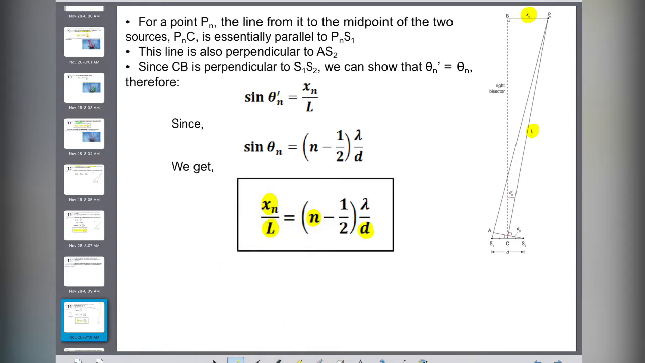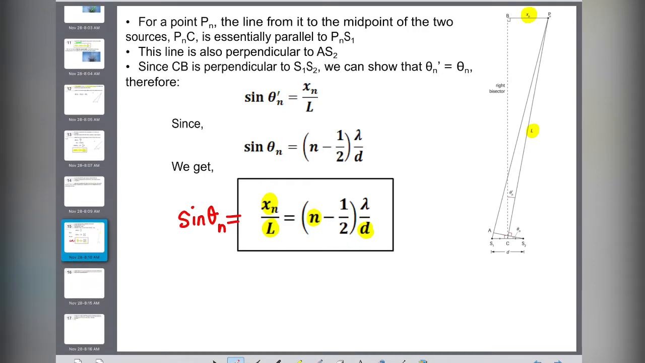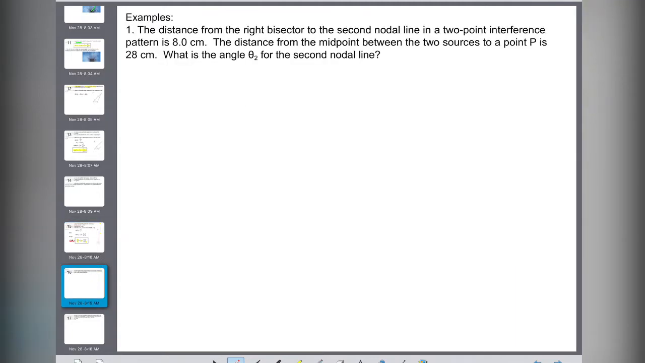Okay, so let's put all the equations together. Basically this is just the extension of the previous equation, which also equals sine theta n. n is whichever nodal line we're on, starting from the middle closest, that's n1, and move on, n2, n3, and so on. All right, so let's do examples.